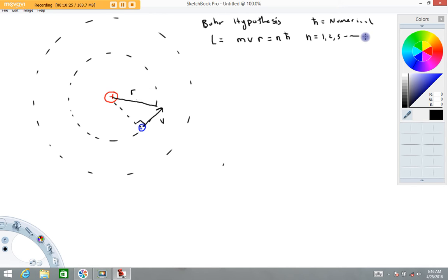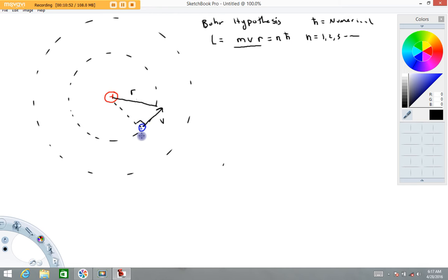So the Bohr hypothesis is that the angular momentum, r times mv, is quantized. That means it's equal to some integer times h bar. Okay, now what we're going to do is apply some physics to this electron going round and round, and we're going to incorporate what's called the Bohr hypothesis. So the first piece of physics I'd like to incorporate is this.